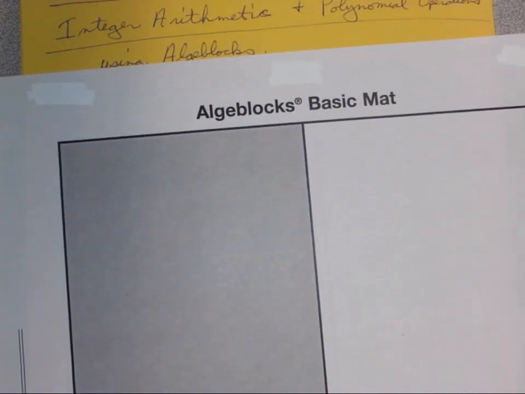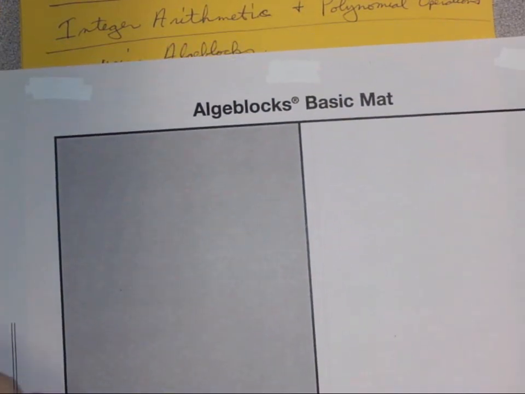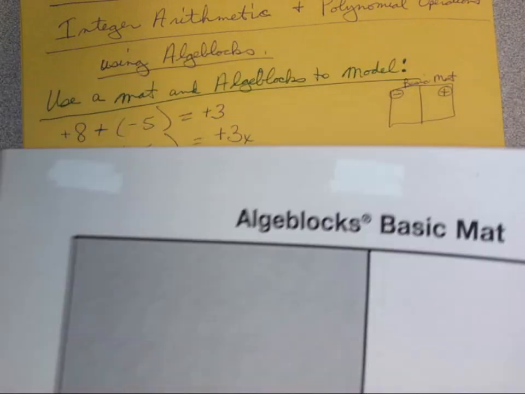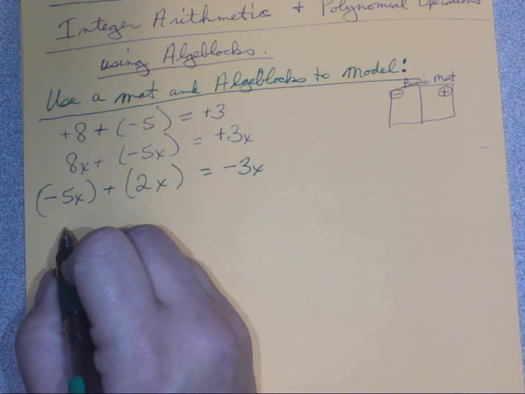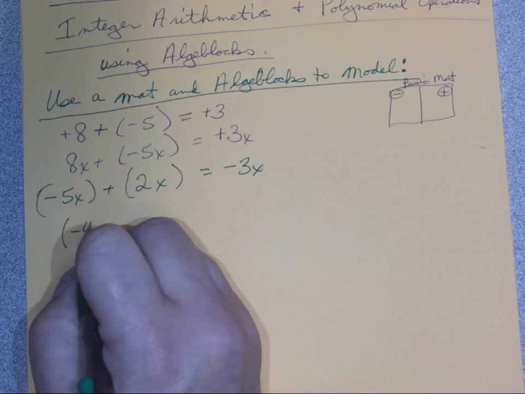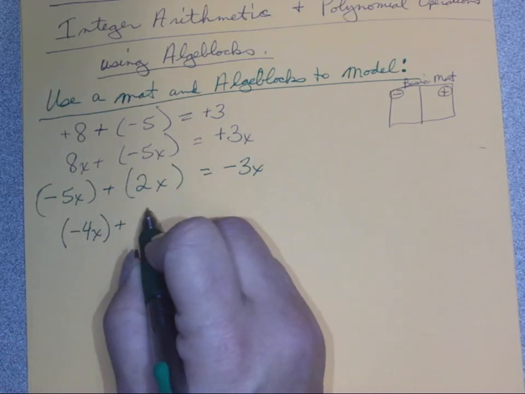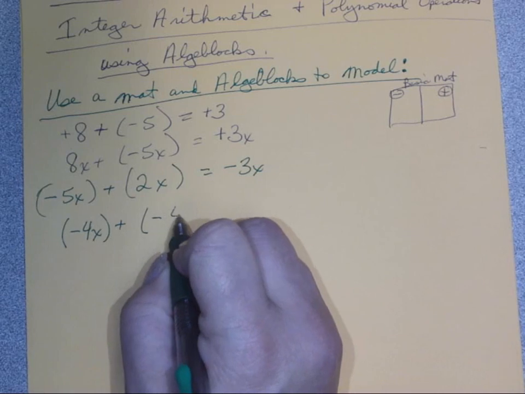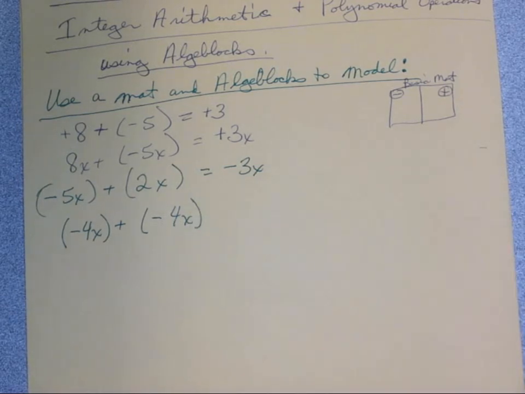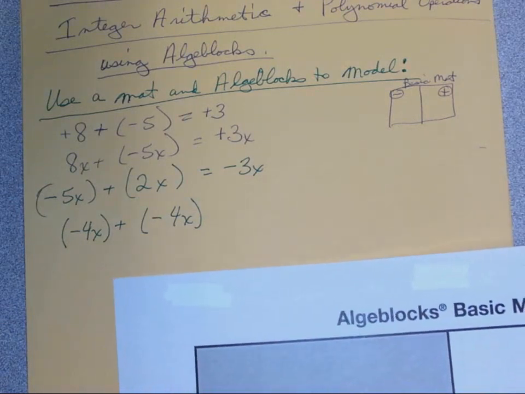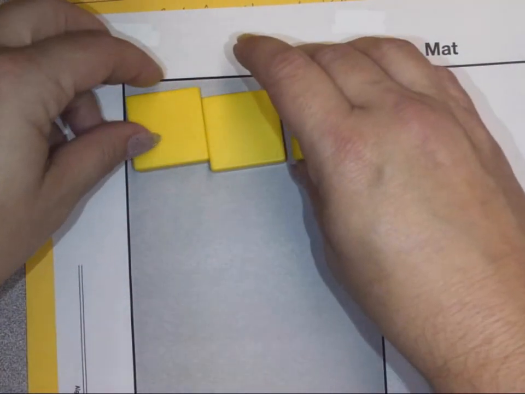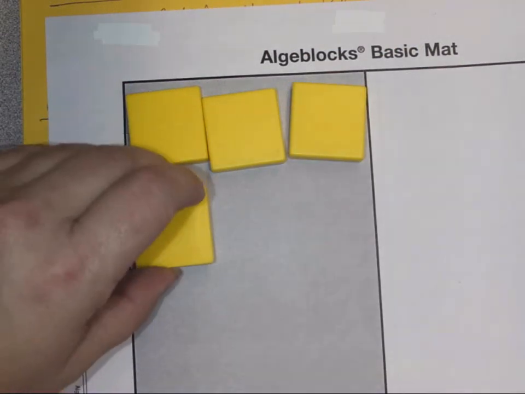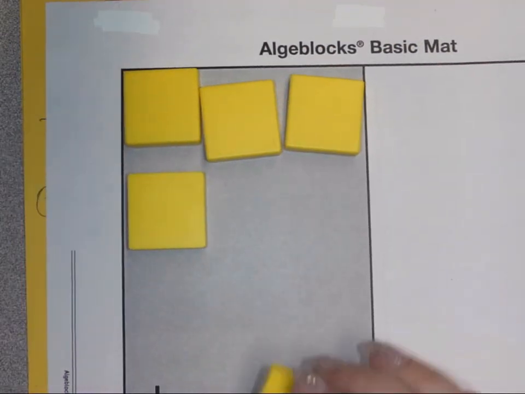Okay, so now what about the x squares, guys? I want you to work some of these. So this is going to be an x squared problem. You should be able to do these with Algeblocks. So how about negative 4x plus negative 4x? Can you do that? You might not have enough algebra tiles for that, but I think you do.